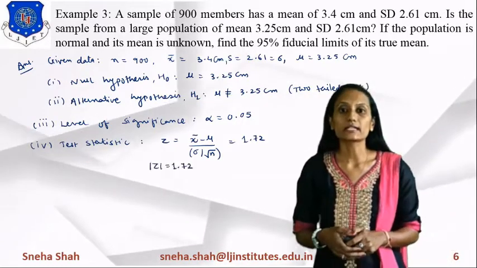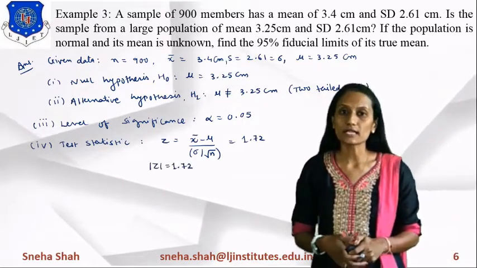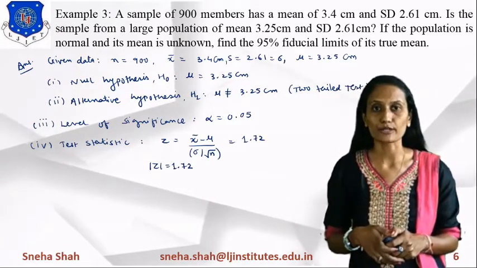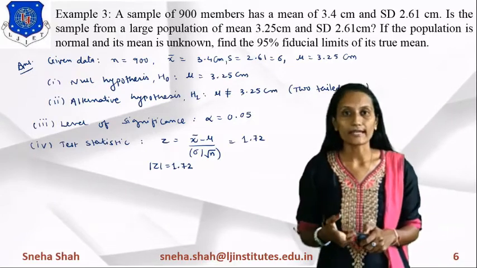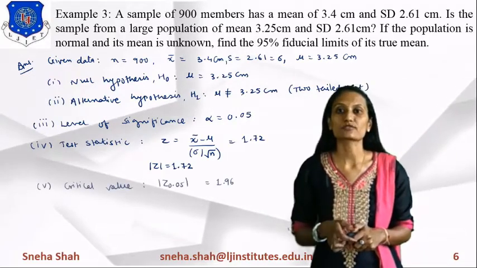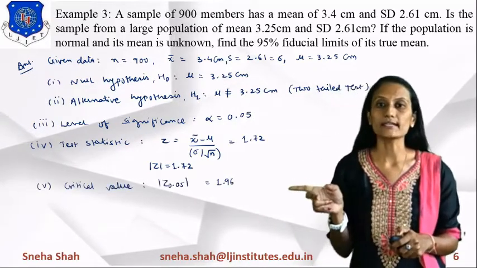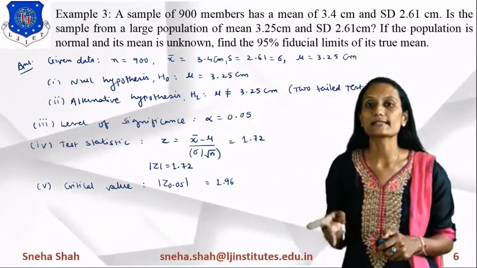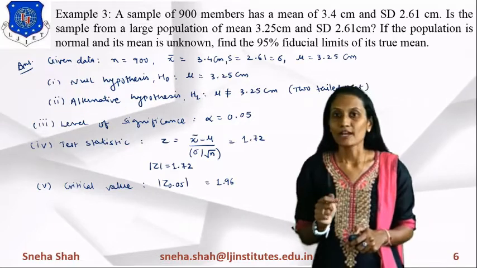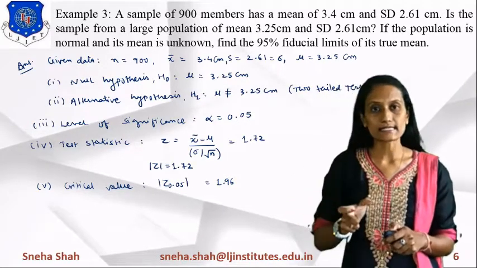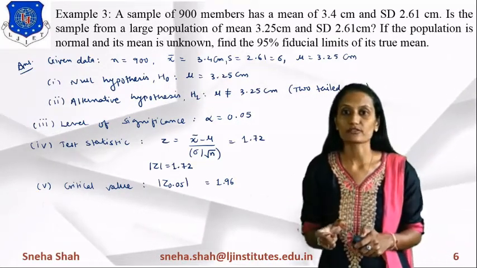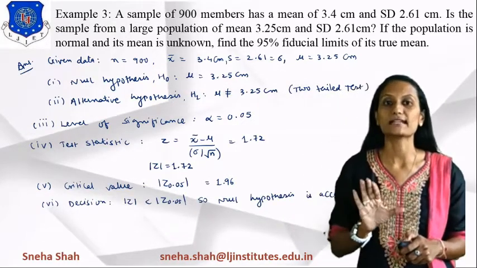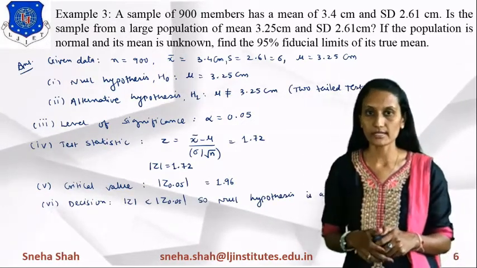Now we are finding the critical value of it. The critical value will be defined at the level of significance, at z equals 0.05. So we have to find out mod z 0.05. The answer is 1.96. If we compare these two values, 1.72 is less than 1.96, right? So the value of mod z is less than z 0.05. So from this we can say that the null hypothesis is acceptable at 5% level of significance.